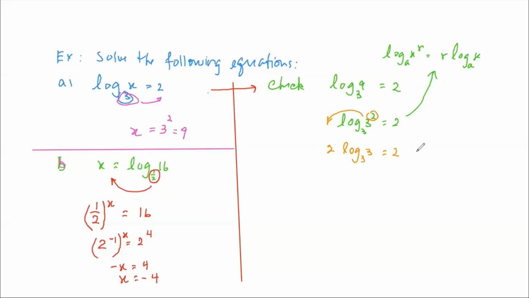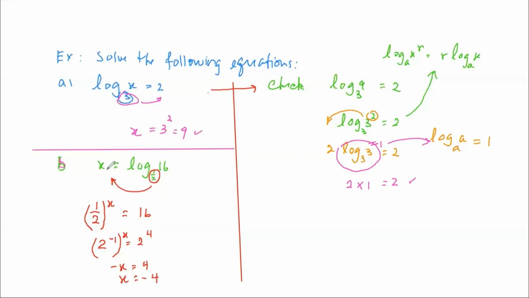And again, we have the formula we just finished proving. We have log a base a equal to 1, right? So now we can apply here log a base a. That means log 3 base 3, the same. So log 3 base 3 equal to 1 from this formula. So we have 2 times 1 equal to 2. So then correct. So our x equal to 9. This one correct. Okay.